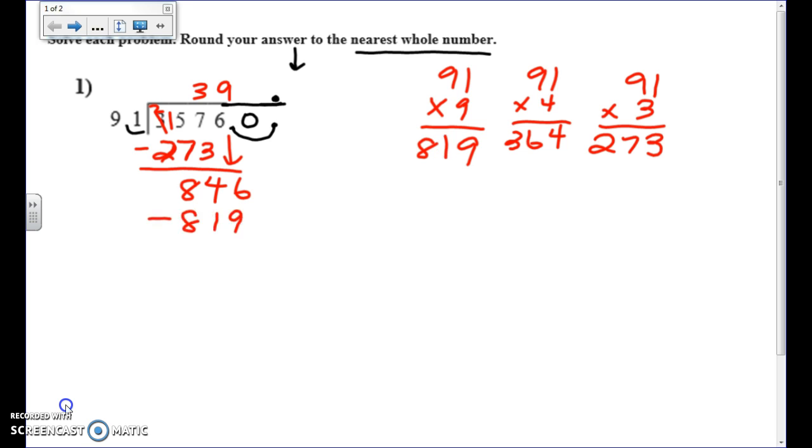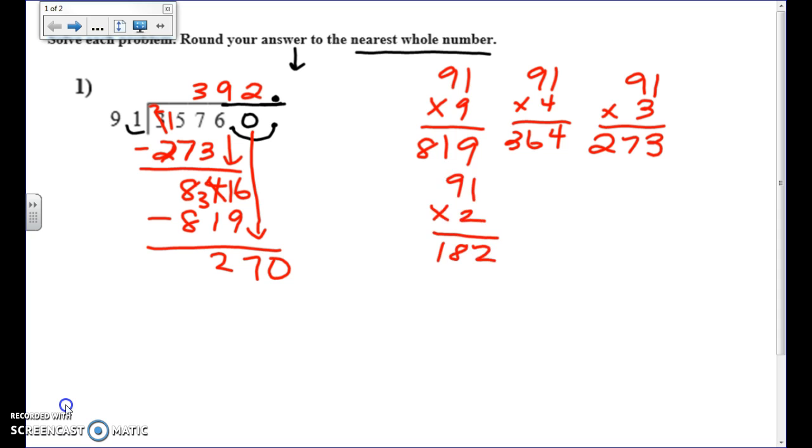I'm going to subtract 819 away. And so that leaves me with 27. Continue to bring my next number down, 270. Well, I know if it was 90 into 270, it would be 3, but 91 won't quite fit 3 times, so I'm going to choose 2. 91 times 2 is 182. That's what I'm subtracting away.